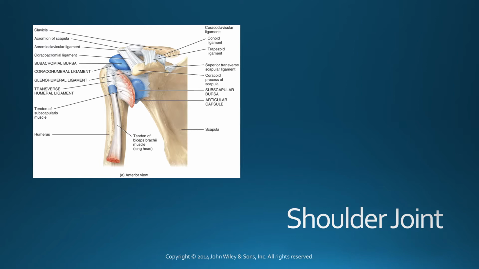The articular capsule, shown right here, is a thin, loose sac, and it completely envelops the joint, and it extends from the glenoid cavity to the anatomical neck of the humerus. The inferior part of the capsule, down here, is the weakest area of the articular capsule.